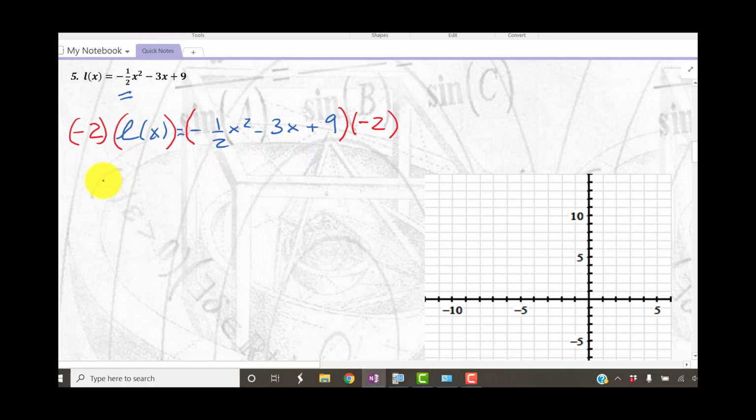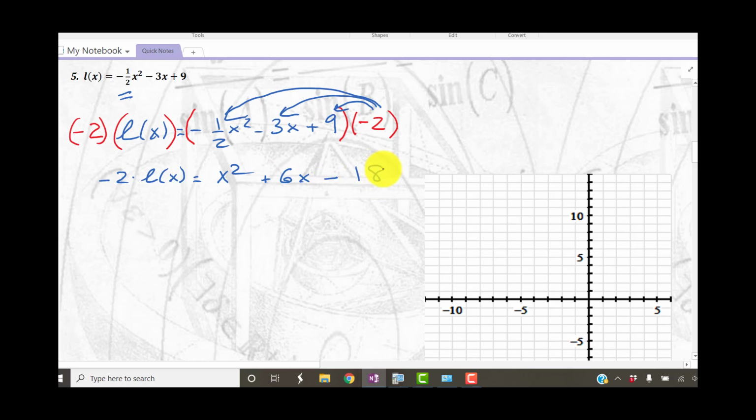So on the left, I will have negative 2 times L of x. On the right, what will I have? Negative 2 times negative 1/2, of course, is 1. That's what I wanted. Negative 2 times negative 3 is negative plus 6, plus 6x. Negative 2 times plus 9 is minus 18.